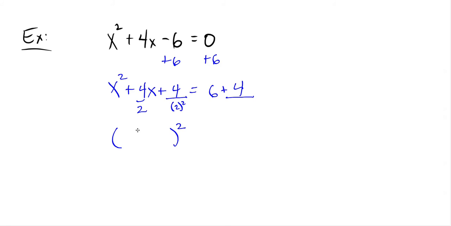What number goes in there? +2. Perfect. So the number that you cut in half goes in there, the 4 divided by 2, right there. Right-hand side, you just add them together. So 10. Okay, next person. Good job, Emma.